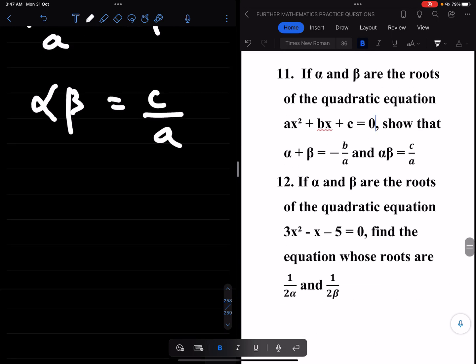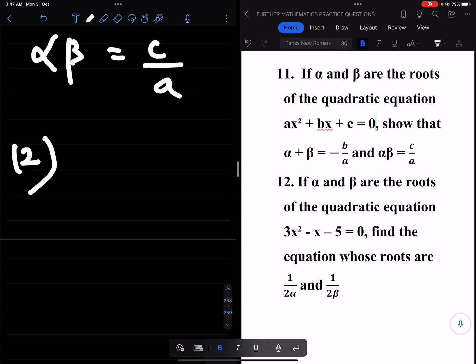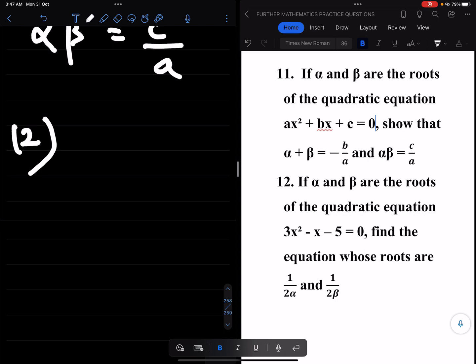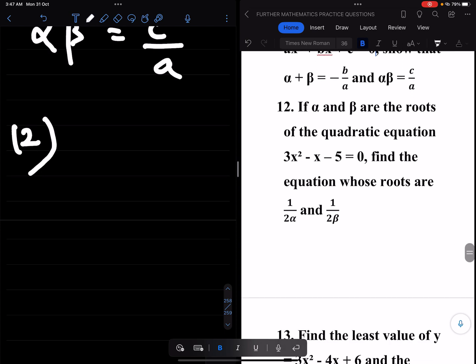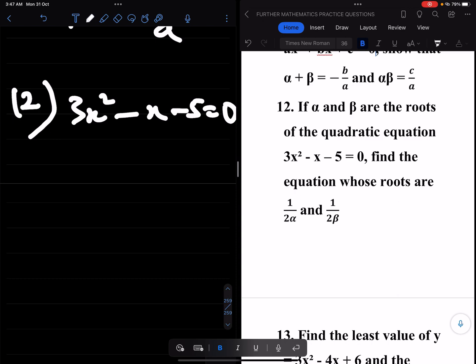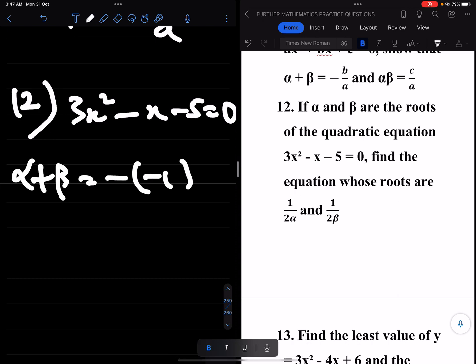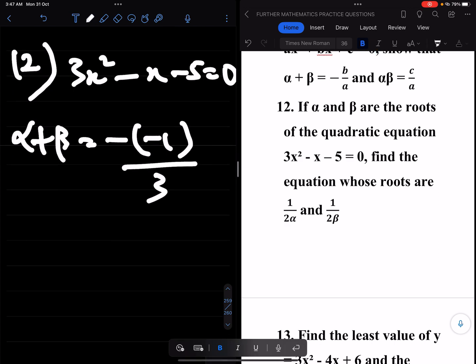Now to number 12, very simply. If alpha and beta are the roots of the quadratic equation 3x squared minus x minus 5 equals 0, find the equation whose roots are 1 over 2 alpha and 1 over 2 beta. The given equation is 3x squared minus x minus 5 equals 0. From here, we need to find alpha plus beta first. That's minus b over a, which is minus into minus 1 over 3.